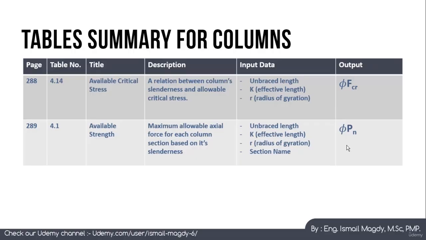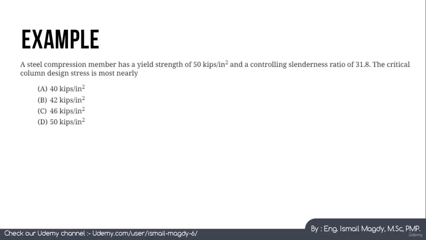So now, let's have an example on this. Here we have a steel compression member, which is, let's say, a steel column, that has a yield strength of 50 kips per inch square, 50 KSI, and a controlling slenderness ratio of 31.8. The critical column design stress is most nearly? So here we want to calculate the critical column design stress, which is phi FCR, and we have here F yield, and we have the slenderness ratio, which is 31.8.